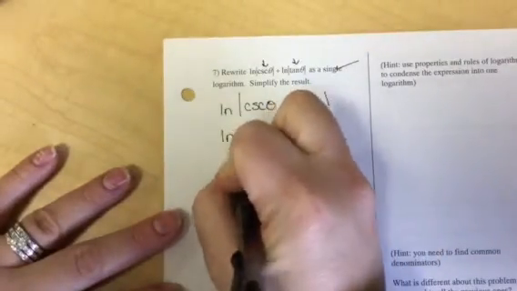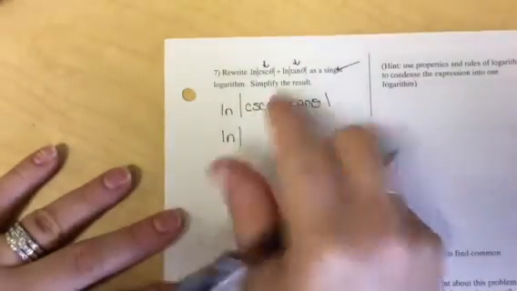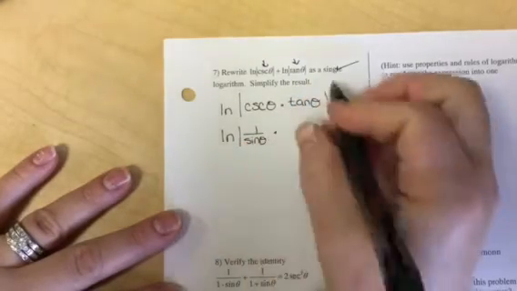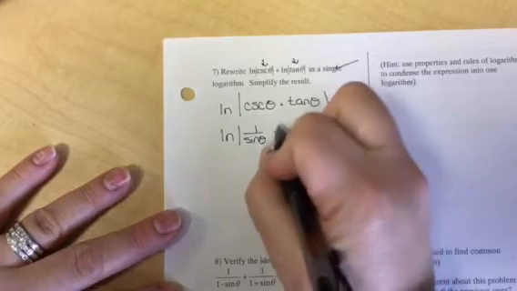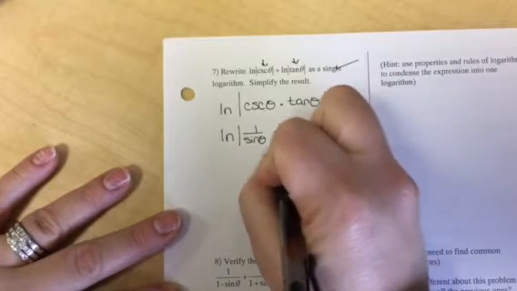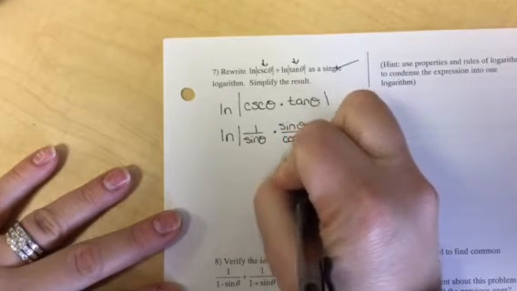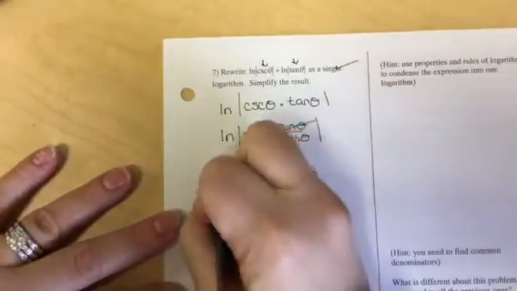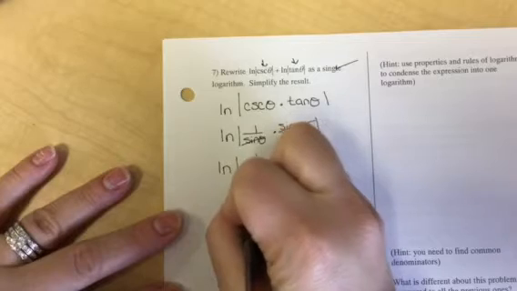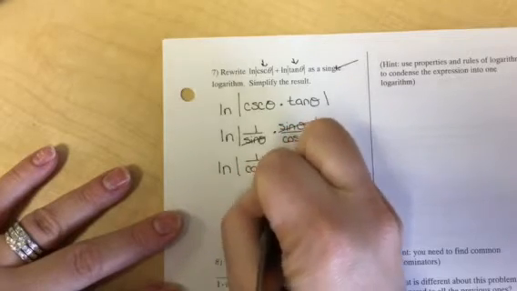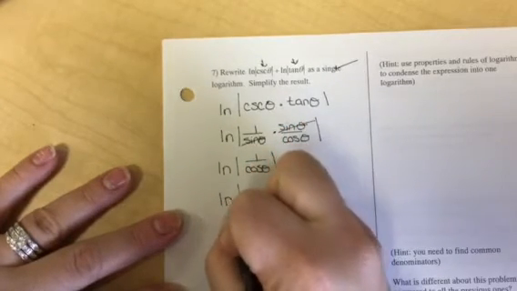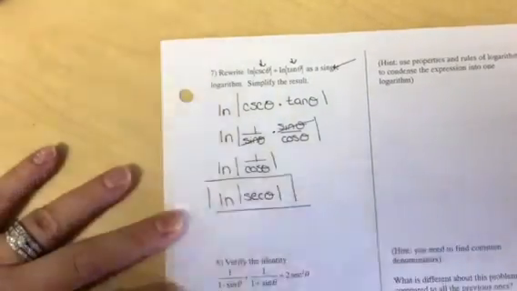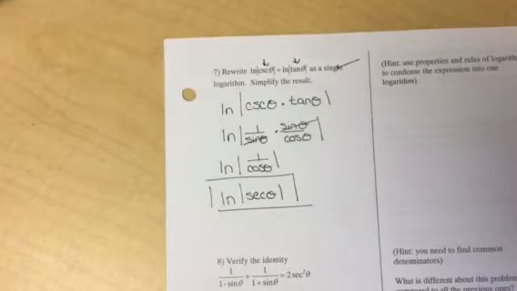So now I have ln, absolute value. Instead of writing cosecant, I'm going to write 1 over sine theta times tangent, which is sine theta over cosine theta. The sines get to cancel out or play slashy washy, so now you're left with ln of 1 over cosine theta, and 1 over cosine we know is called secant theta. And that is as simple as you can make your statement.